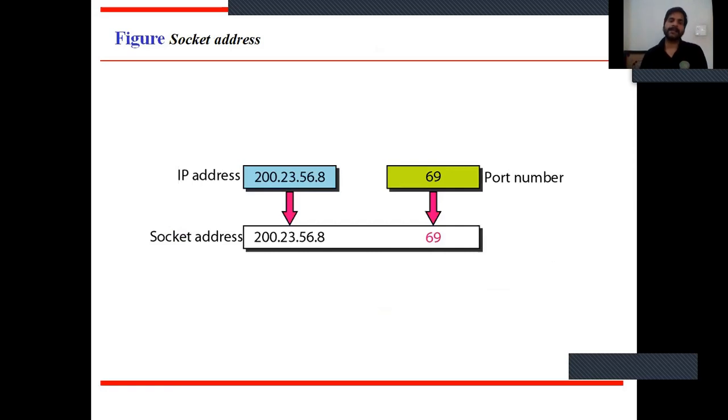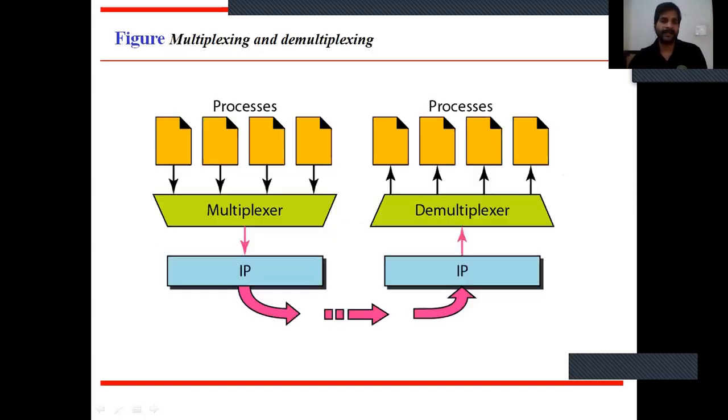So an IP address, for example 202.35.68, with port number 69, is used as a socket address. If an IP address is combined with a port number, this type of addressing is also known as socket addressing.